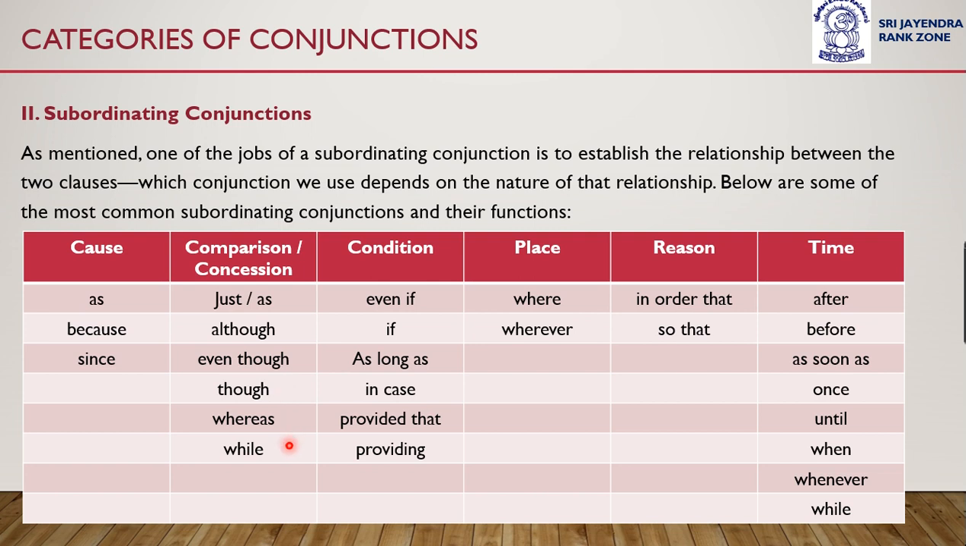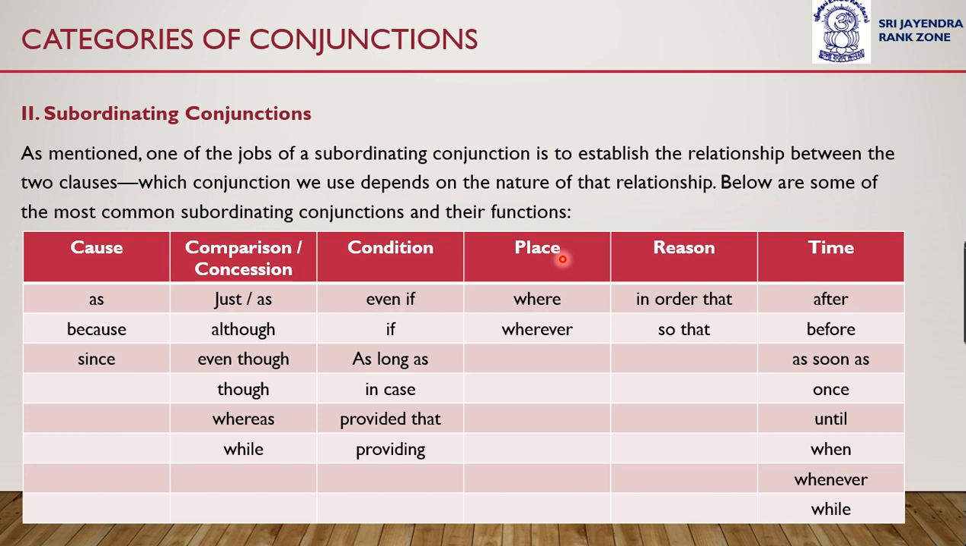If the relationship between the two clauses or phrases depends upon a condition, where one of the clauses represents a condition, then we will use conjunctions like even if, as long as, in case, provided that, providing. So if the dependent clause is a condition, then we use conjunctions like even if, as long as, etc.